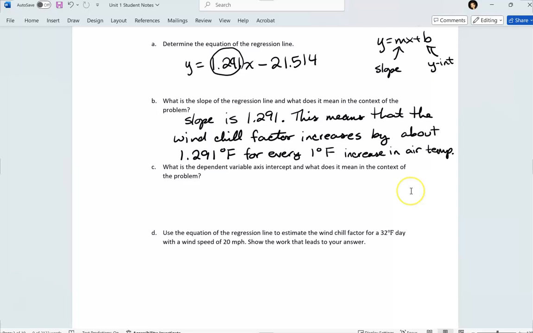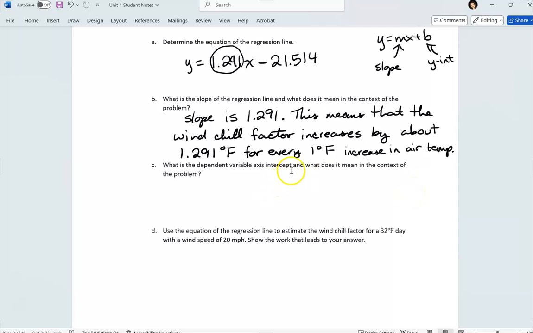What is the dependent variable axis intercept, and what does it mean in the context of this problem? Now, a dependent variable, that's your y-intercept, because your independent variable is your x. So your dependent variable is going to be where it touches the y-axis. And actually, we know what that is because in our equation, b is your y-intercept, which means that the intercept is the point 0, negative 21.514, because that comes from this number right there. And what does it mean in the context of this problem?